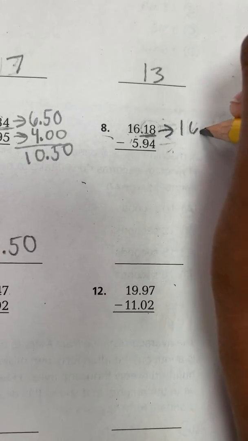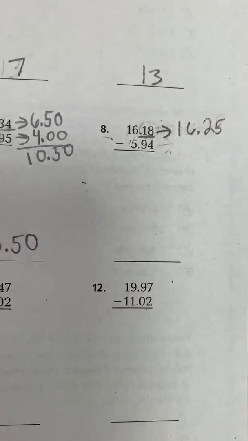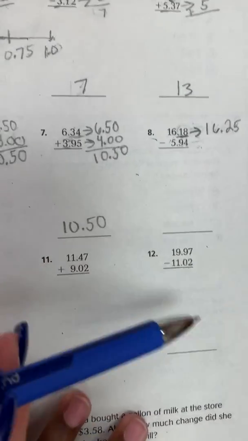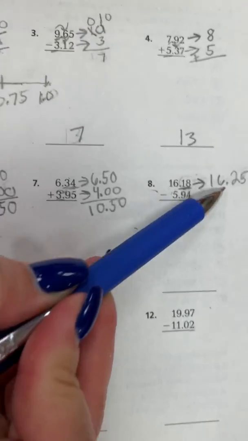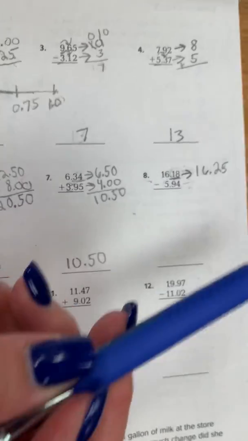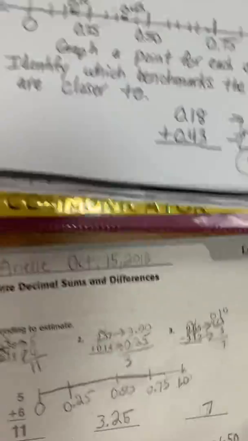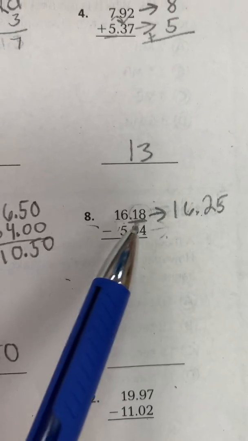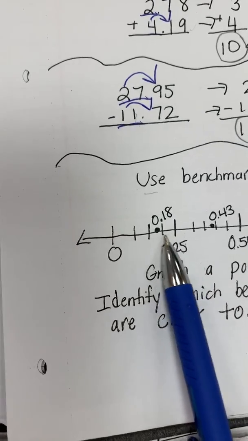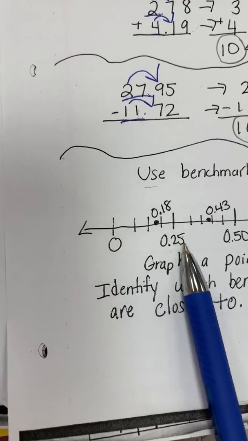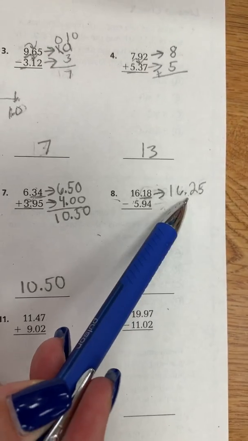16.25. And let me just clarify, make sure everyone is clear. So Ariel got the 0.25 because looking at the benchmark graph, the 18 is closest to 25. So she rounded to the closest benchmark, which is 0.25. And that is how she got 16.25.